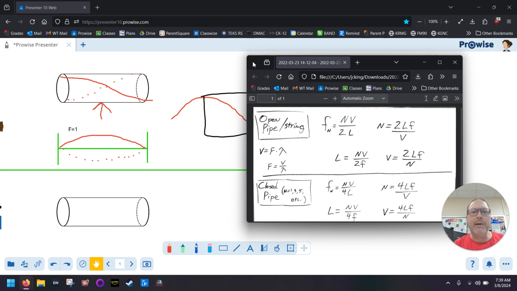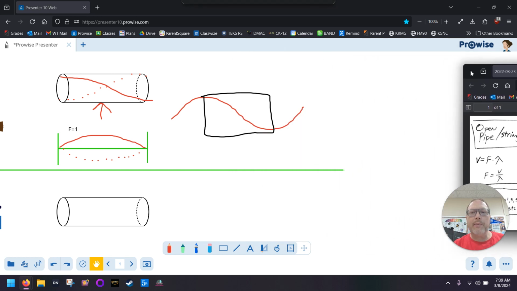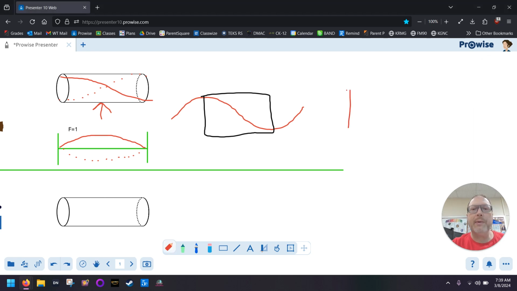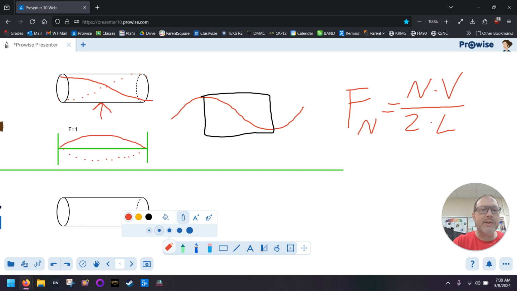Now I want to explain what that means real quick. What that means is that the frequency for a certain harmonic n is going to be equal to the number of that harmonic times the speed of the wave, or the velocity. If it's air, that's the speed of sound in air. If that's a string, that would be the speed of the wave on the string, divided by 2 times L. Now L is the length of the string, or the length of the pipe.